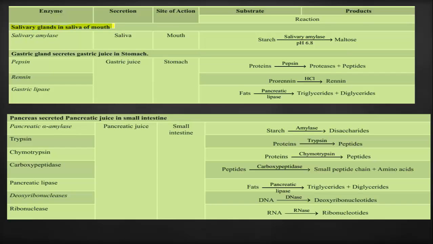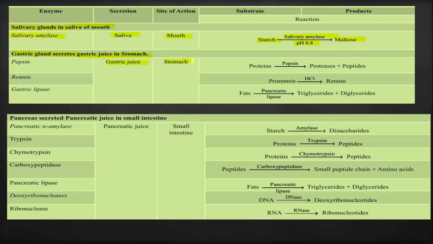Salivary glands are present in the mouth. The main enzyme present is salivary amylase. It is present in the saliva secreted by the salivary glands of the mouth. It acts on the starch. The required pH for the action is 6.8 and the resultant product is maltose. I have not mentioned lysozyme because it is not related to digestion. It is an antibacterial enzyme.